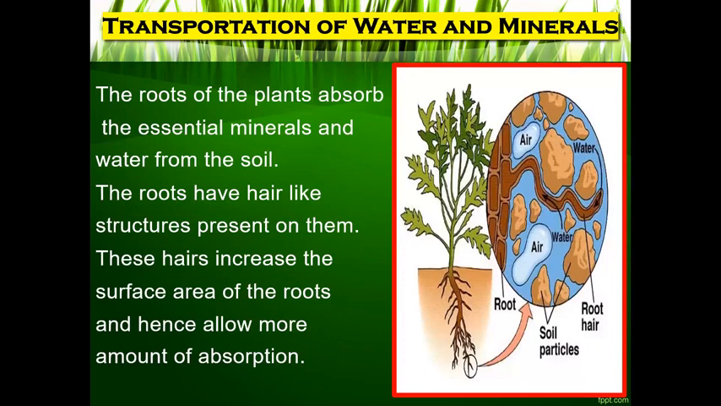Transportation of water and minerals. Upward movement of water and minerals occurs through pipe-like structures or channels called xylem vessels present in the roots, stem, and leaves of the plants. Plants absorb water and minerals by the roots. The roots have root hairs. These root hairs increase the surface area of the roots and hence allow more amount of absorption. The root hair absorbs water present between the soil particles and from there the water reaches the xylem vessels.